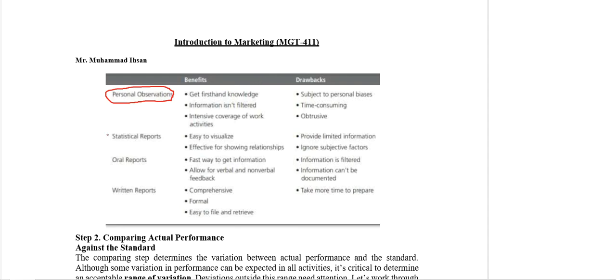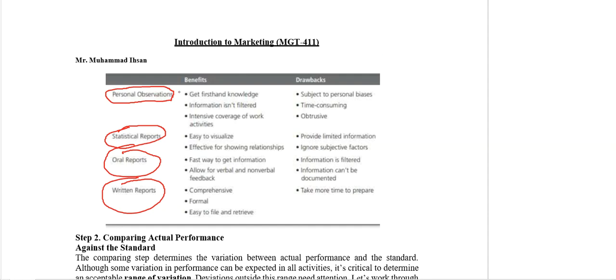Statistical report means we have different statistical models which we use to evaluate the performance of employees. Number three, oral reports. These oral reports are the reports of immediate supervisors, or it can be any member who can report to the boss or who can report to the evaluator. Written reports, we can make a record of the performances of employees, and at the end we can retrieve the information.